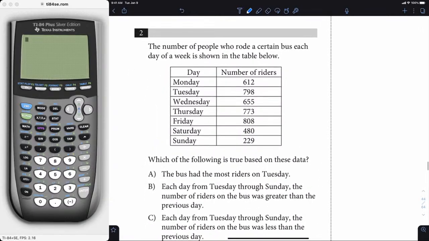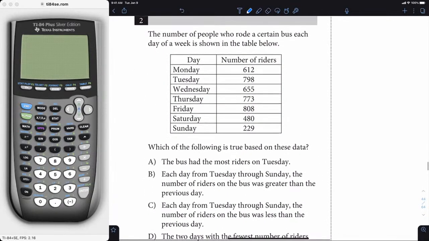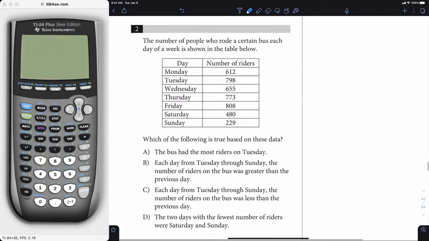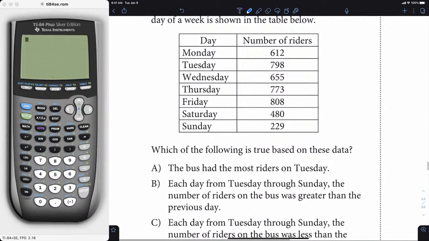The number of people who rode a certain bus each day of the week is shown in the table below. Which of the following is true based on these data? The bus had the most riders on Tuesday. Not true. Friday had more.